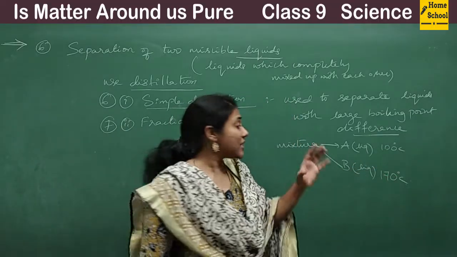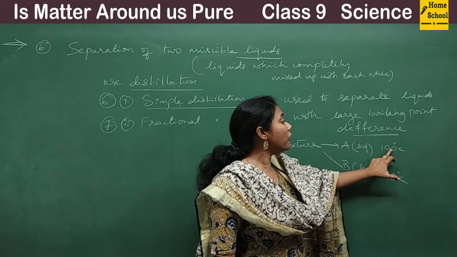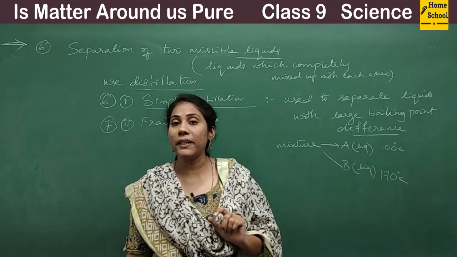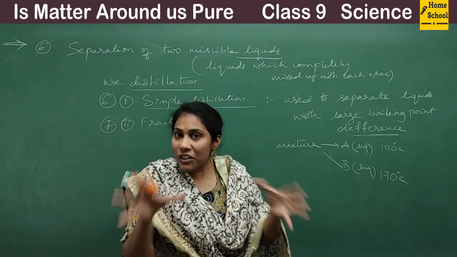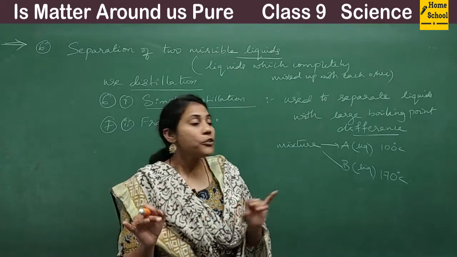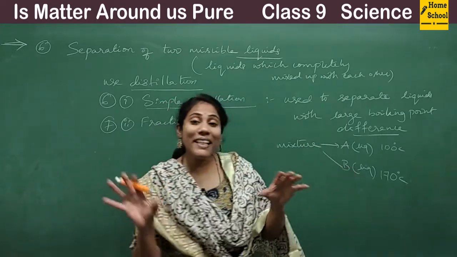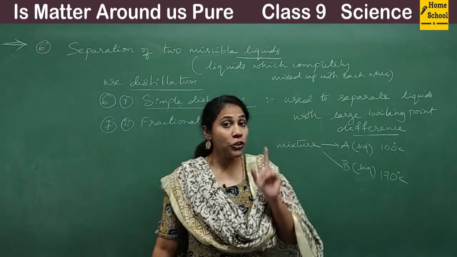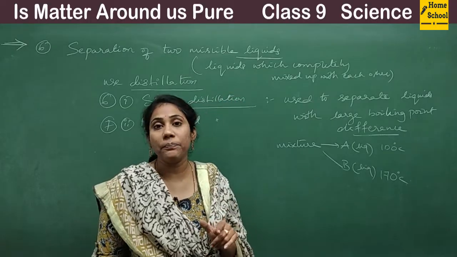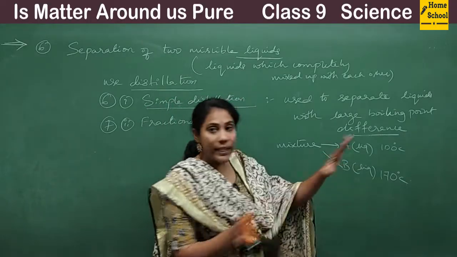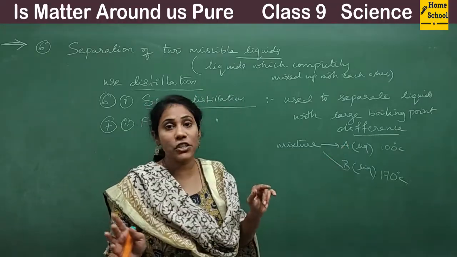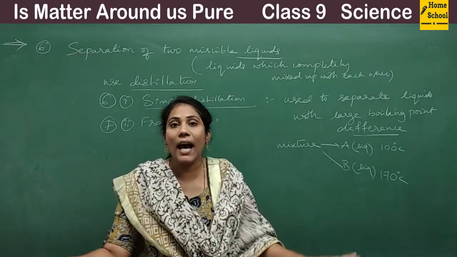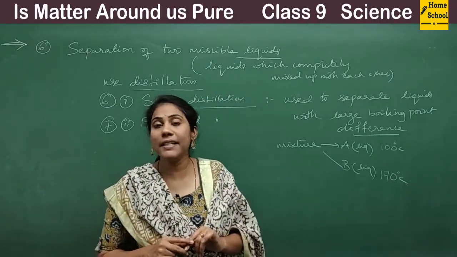70 degrees. So 70 degrees is the difference between the boiling point of the A component and the boiling point of the B component. It's quite a large difference between A and B. So such liquids can be easily separated by simple distillation. For simple distillation, you must understand the condition properly. If you want to separate two liquids based on simple distillation, the boiling point difference between the liquids must be large. Only then can you use simple distillation.